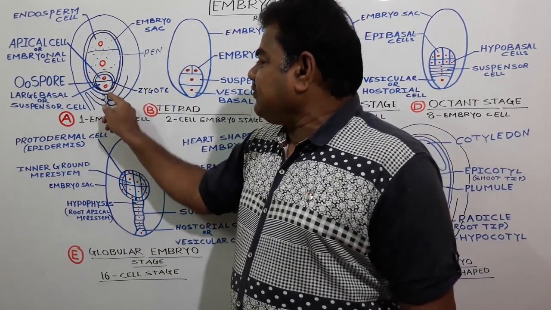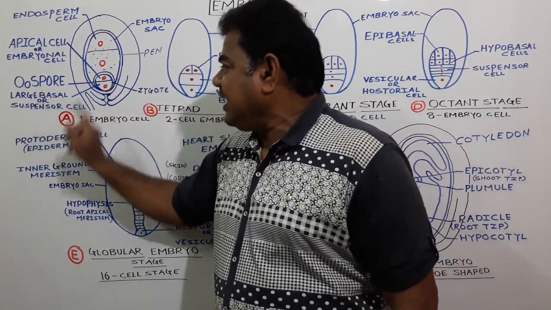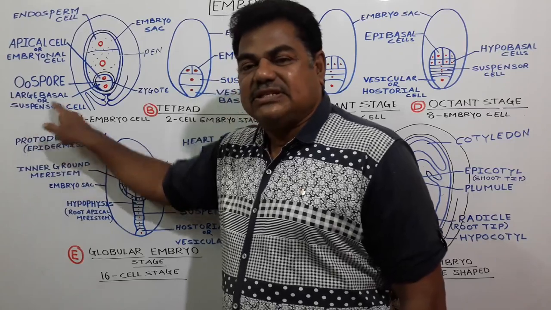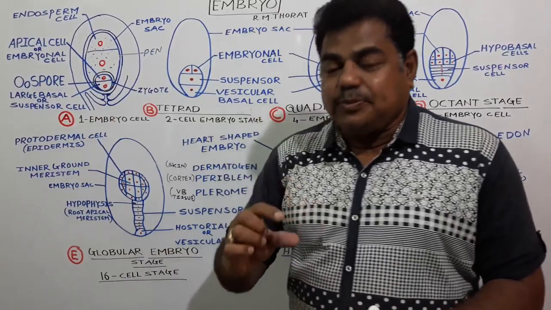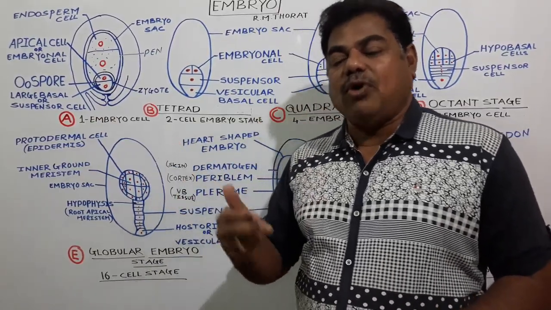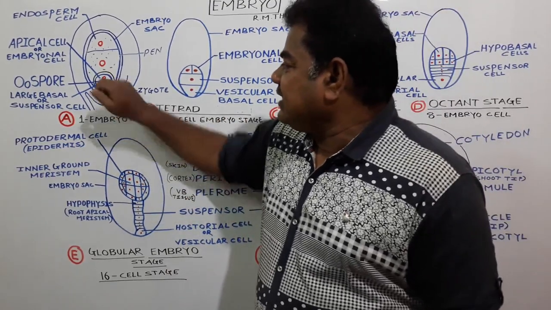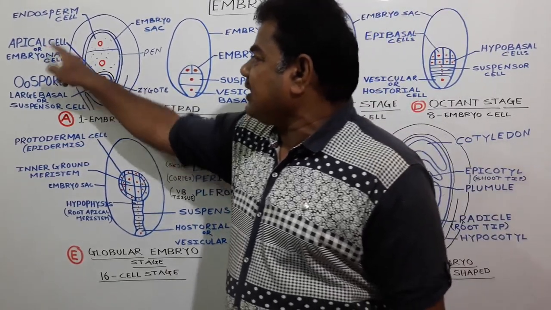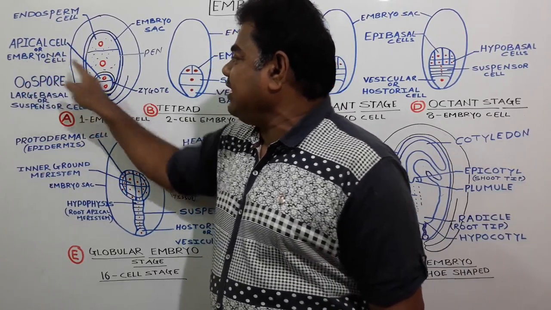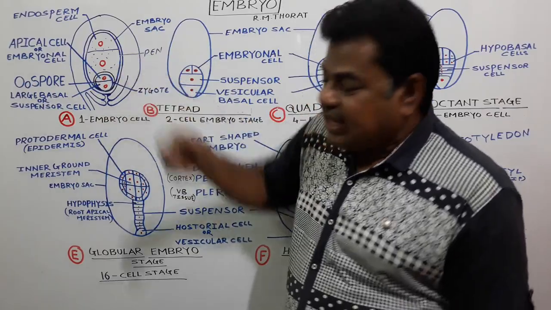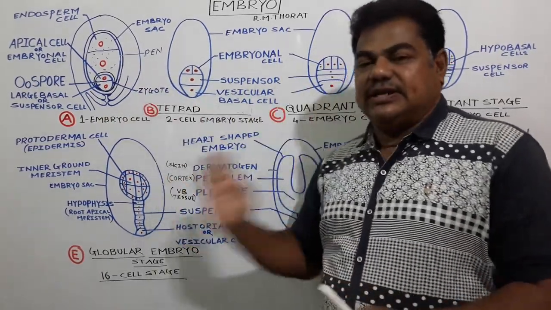The bigger cell, which is facing towards the micropylar end, we call a large basal cell, or a suspensor cell, because from this cell suspensor formation takes place at the time of embryonic development. And the second cell we call the apical cell, or the embryonal cell, because from this cell embryo formation takes place in the coming events.